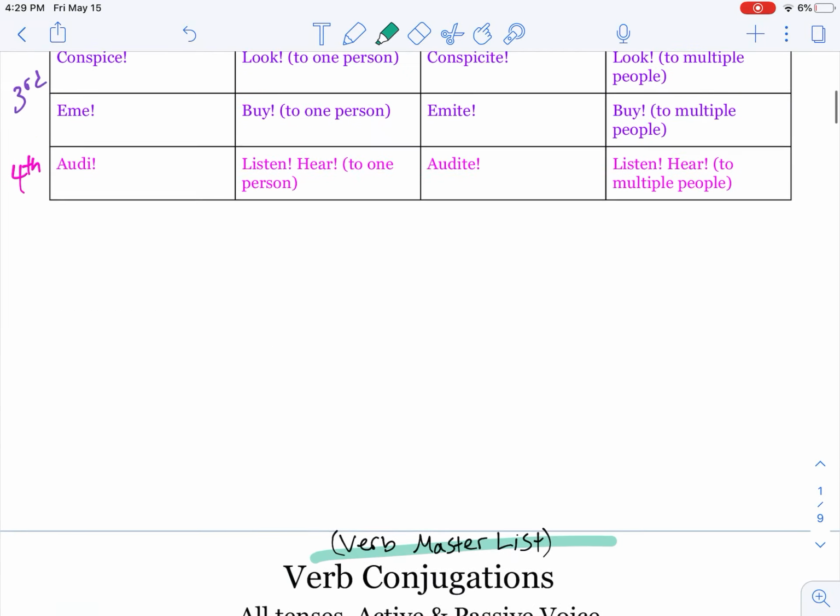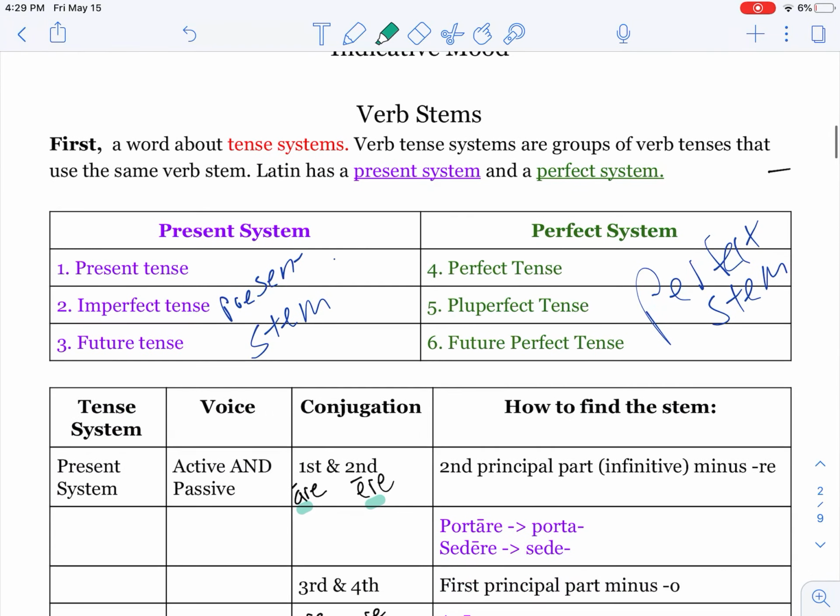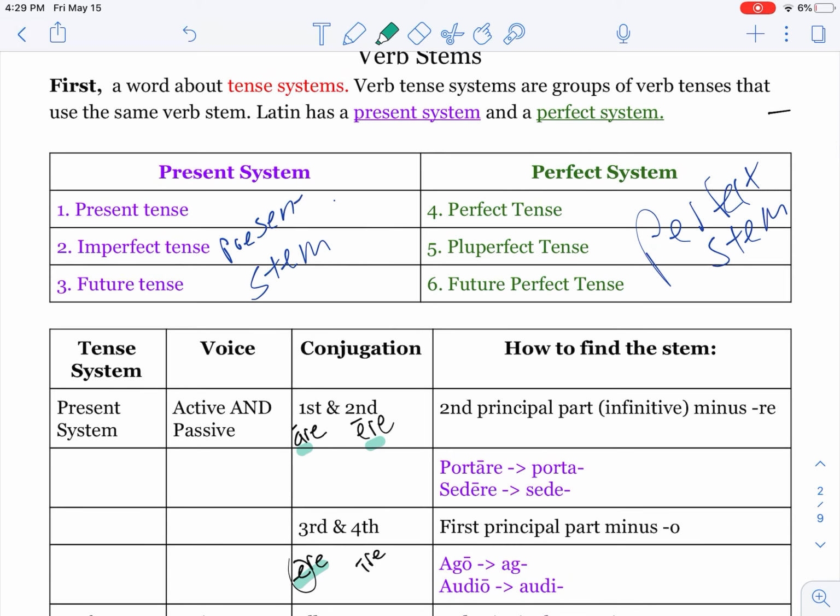So that's pretty straightforward. Another thing that our endings are going to show us is the tense of the verb. So let's take a look back at the first page of our verb master list, because we don't deal with all of these yet, and I just want you to be aware of them. So we have 6 tenses in Latin. They're called present, imperfect, future, perfect, pluperfect, and future perfect. And if you're asked the tense of the verb, you're going to give one of these as an answer. You're going to say pluperfect or present or imperfect. You're never going to tell me something is past tense because past is an English term.